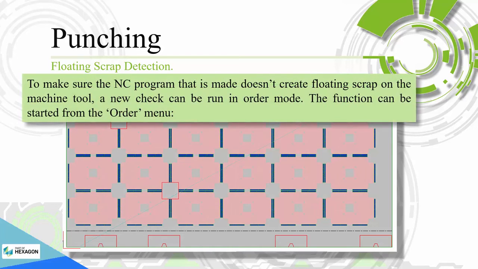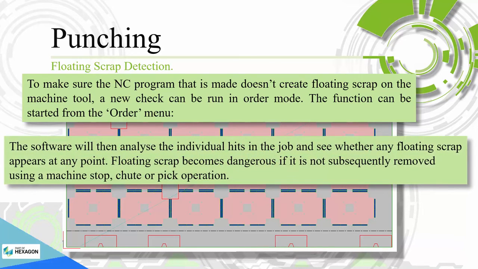A great new feature has been added to punching in order to detect floating scrap. To make sure the NC program that is made doesn't create floating scrap on the machine tool, a new check can be run in order mode. The function can be started from the order menu. The software will then analyze the individual hits in the job and see whether any floating scrap appears at any point.